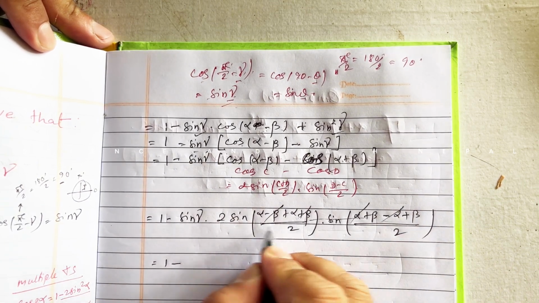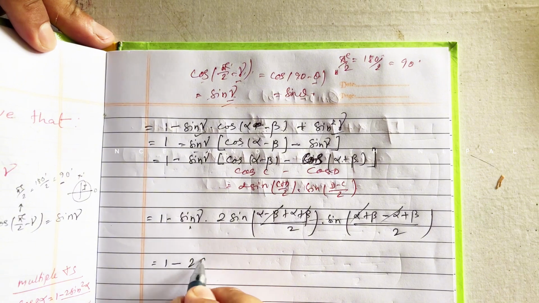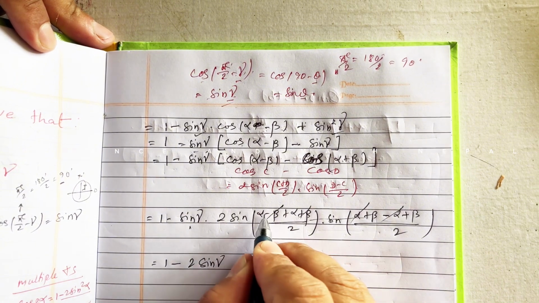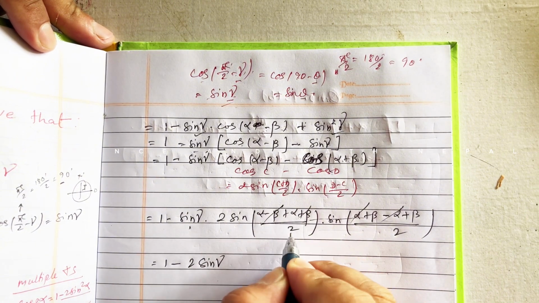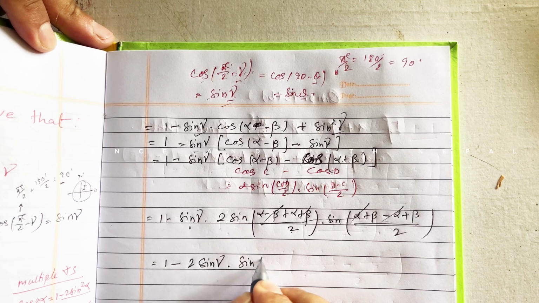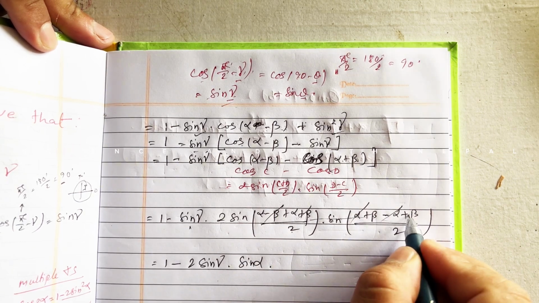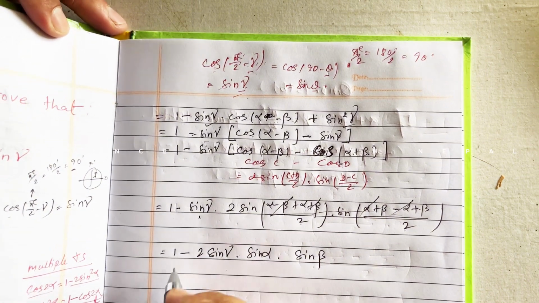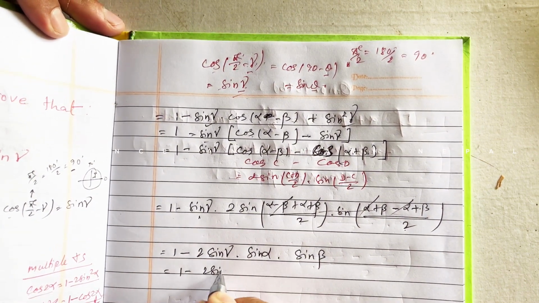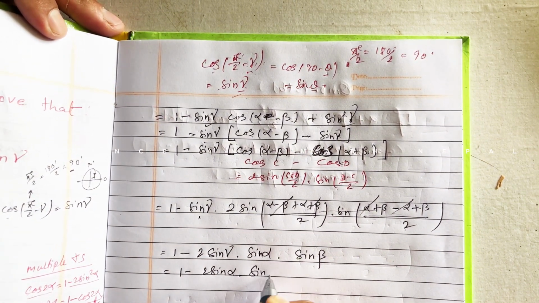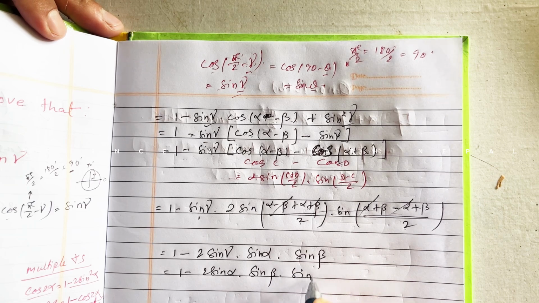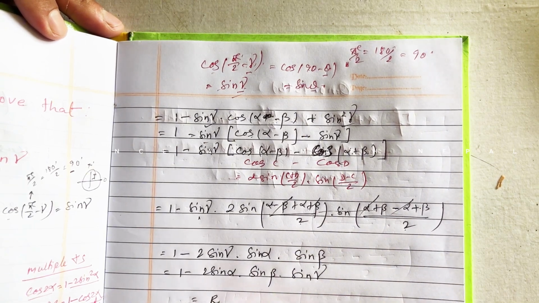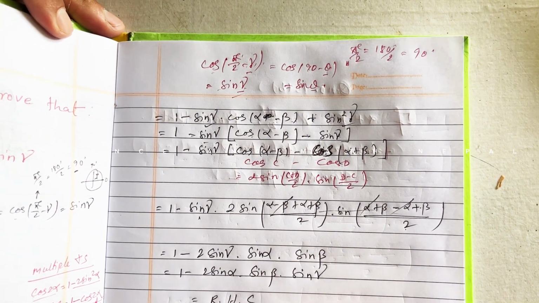1 minus, everything is in product form, so this 2 came in front. Here we have sin gamma. Alpha plus alpha is 2 alpha, 2 and 2 cancelled, remaining is sin alpha, into beta plus beta is 2 beta, 2 and 2 cancelled, the remaining is sin beta. Arranging it, we get 1 minus 2 sin alpha sin beta sin gamma. That is our RHS, hence proved.